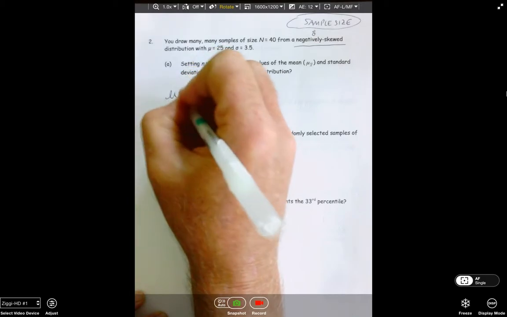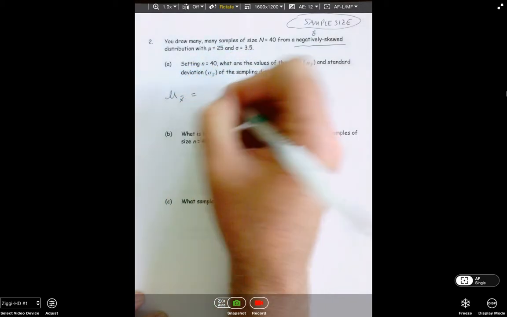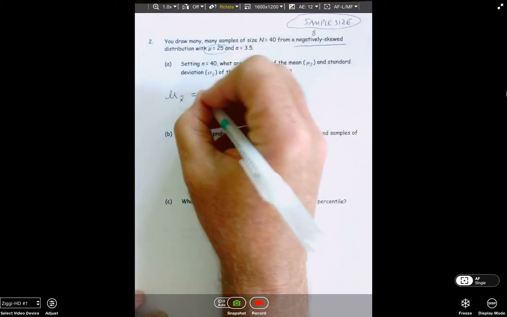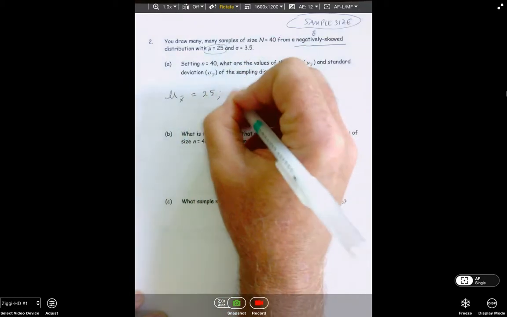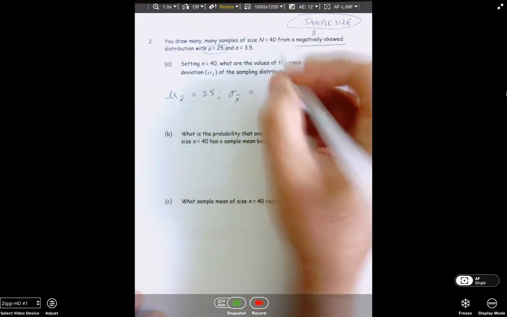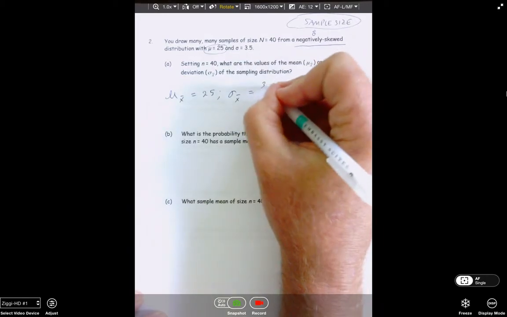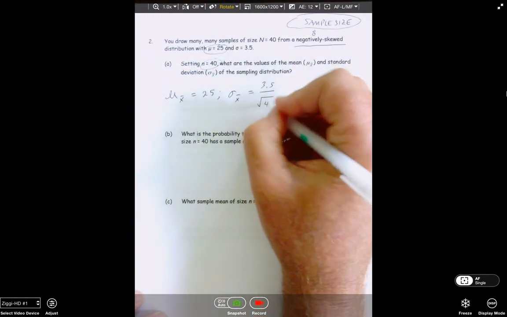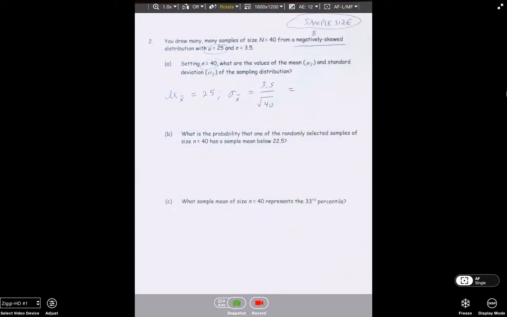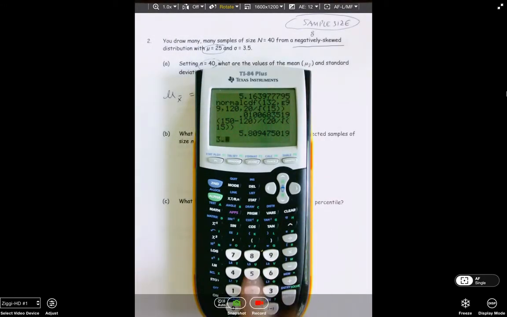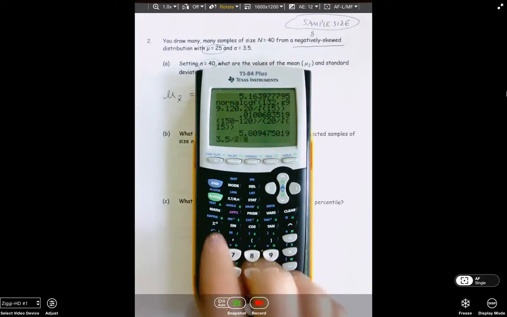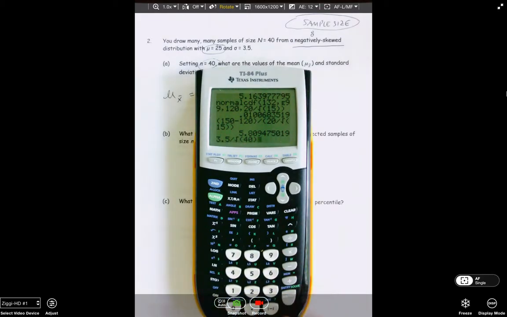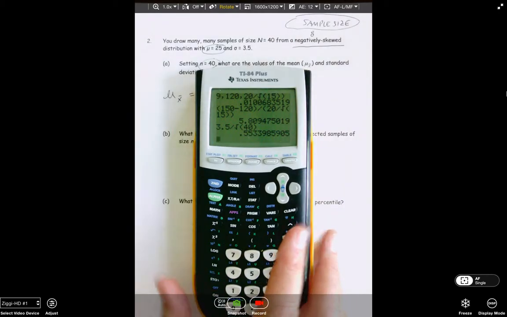So guys, again, mu sub x bar is just the mean of the population, which in this case is 25. And sigma sub x bar is just the standard deviation of the population divided by the square root of the sample size, which is 40. So 3.5 divided by the square root of 40 gives us 0.5534.